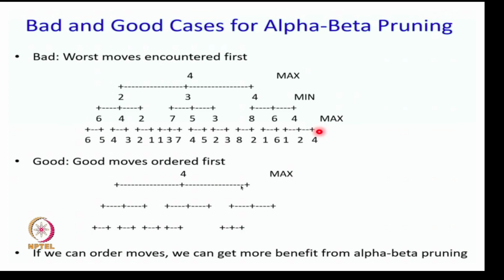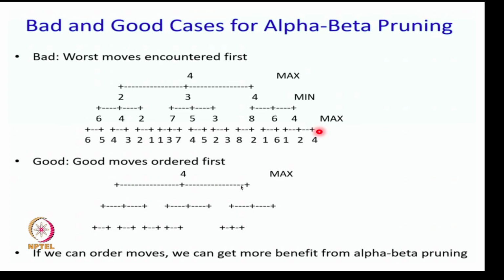Oh, there were 2 nodes only. For 6, it was 6 and 5, right? So we put 6 and we are checking with the 5. Yeah, 6 is greater, we let it be because it's the max node. For 4, 3, 4 would go. For 2, 1, 2, 1 go. 1, 3, 7, what will go? 7 will go. So for this scenario, the worst move is encountered first.